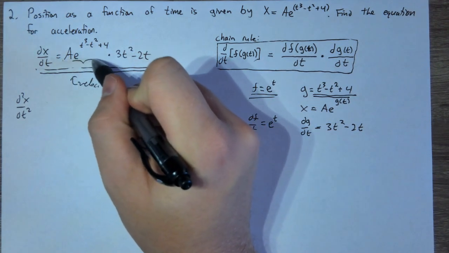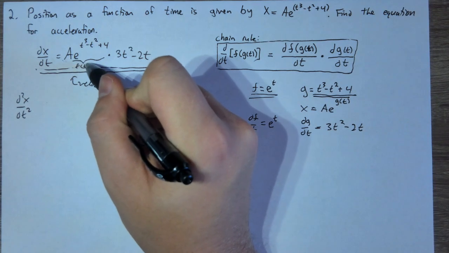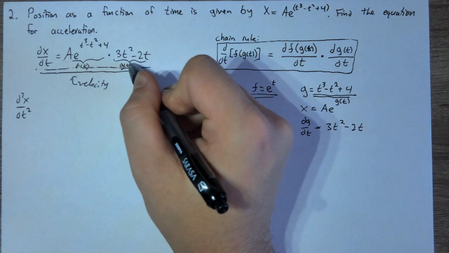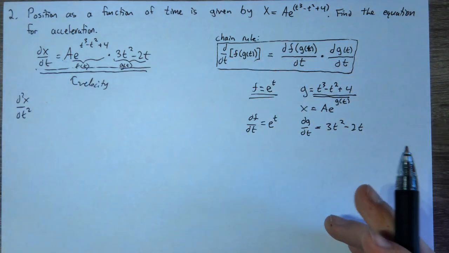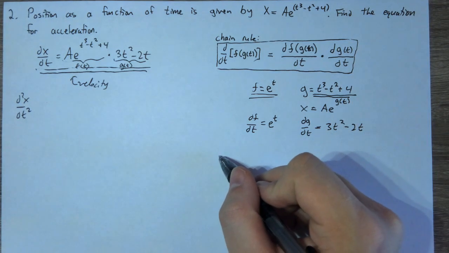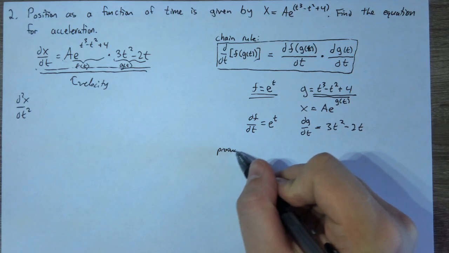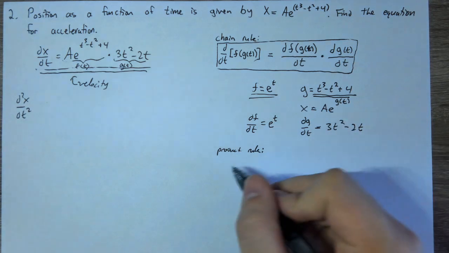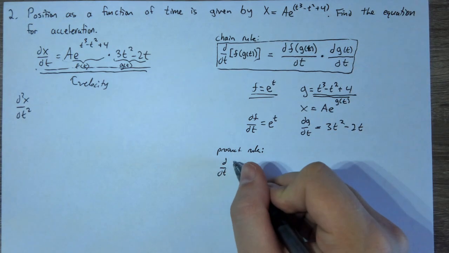We can call this f(t), and then it's multiplied by another function with respect to t. So if you have two functions multiplied with each other, to take the derivative, we use what is called the product rule. And this rule looks like this.